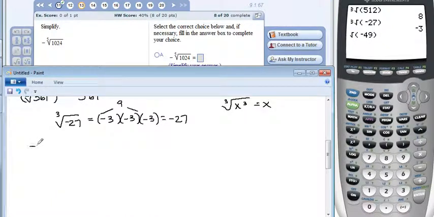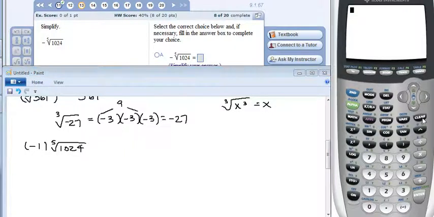Okay, so you want to kind of disregard that, and you can think of it this way too. You can think of it as a negative 1 times the 5th root of 1024. Remember, a negative is just shorthand for negative 1. So we'll find the 5th root first. You're going to hit a number 5. You have to put the index in, and then we want the xth root here. We haven't done this in a while. Then we want to put in the number 1024.